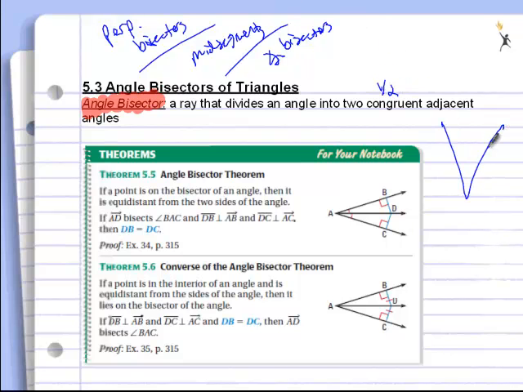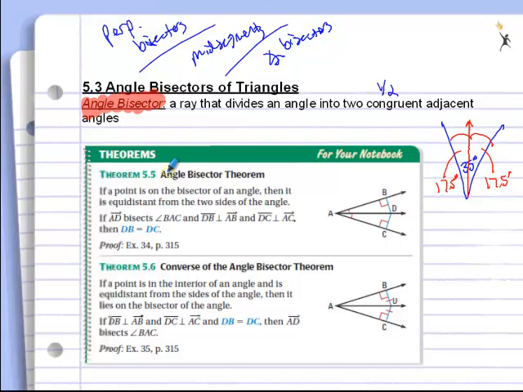So if I have an angle here that is 35 degrees, and then I have an angle bisector that cuts it into two equal halves, each one of these angles is 17.5 degrees. Not too tough. An angle bisector is a pretty easy thing to understand. Let's look at the theorems associated with it.